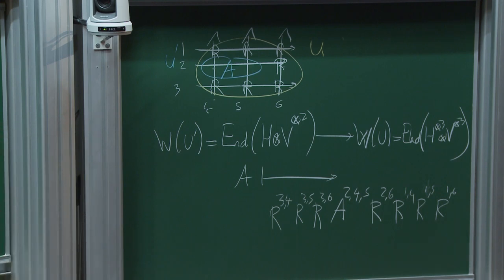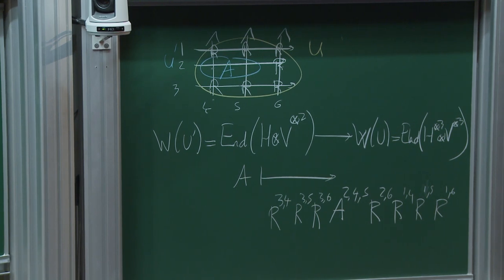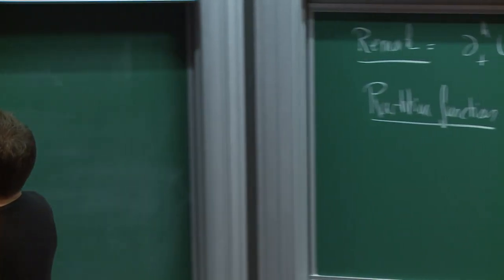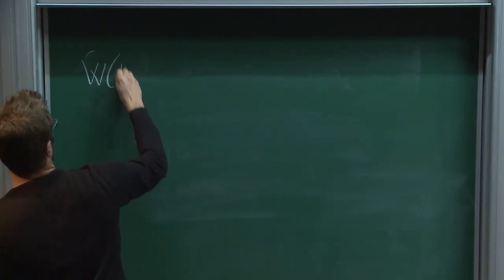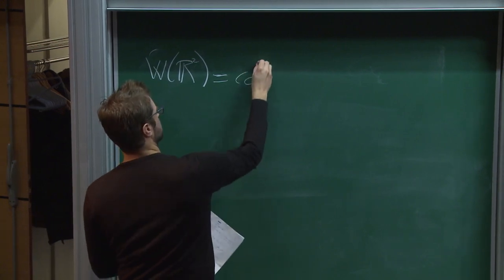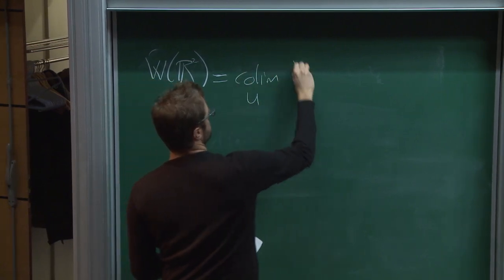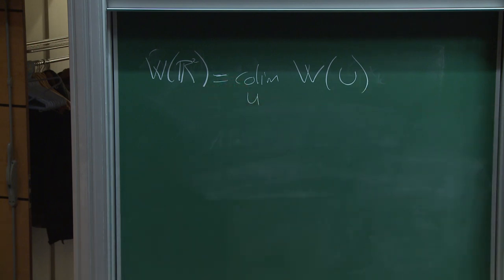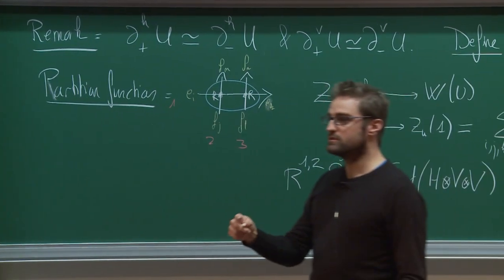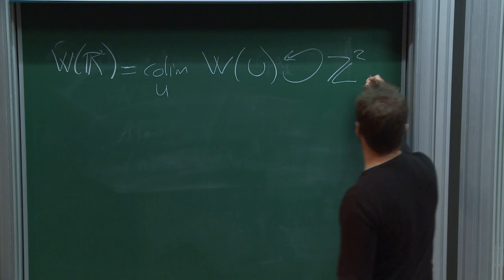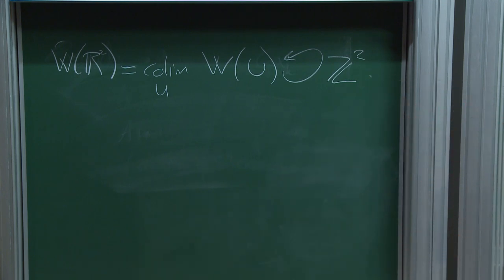What we're interested in is what happens when U becomes bigger and bigger. So let me define formally W of R2 to be the colimit over all U's of W of U. And once you get some kind of global section of this, you get an action of Z square, just because everything we did is completely translation invariant along the lattice.